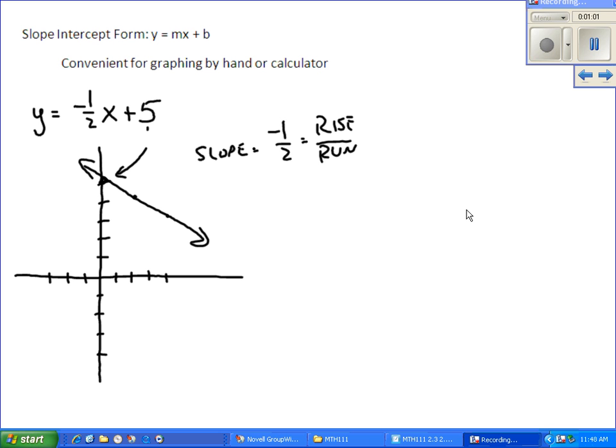Graphing something that's in the slope-intercept form is very convenient. For example, if we look at y equals negative 1/2 x plus 5, the y-intercept is 5, so we can locate 5 on the y-axis. The slope is negative 1/2, which means a rise of negative 1 and a run of 2. So starting at the 5, we can count down one step, rising negative 1 means falling 1, and then running positive 2. Down 1 over 2, down 1 over 2, and we get our graph of the linear function.